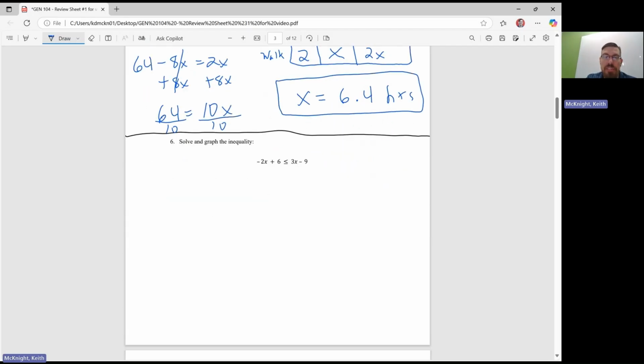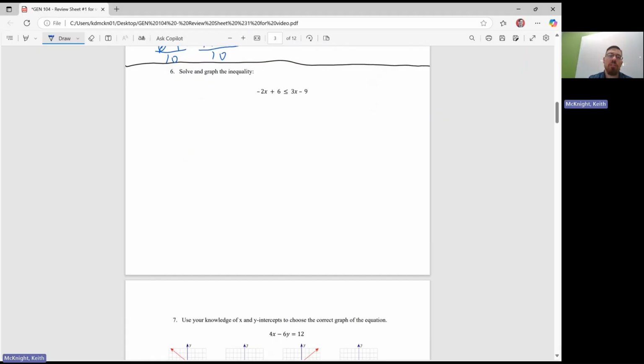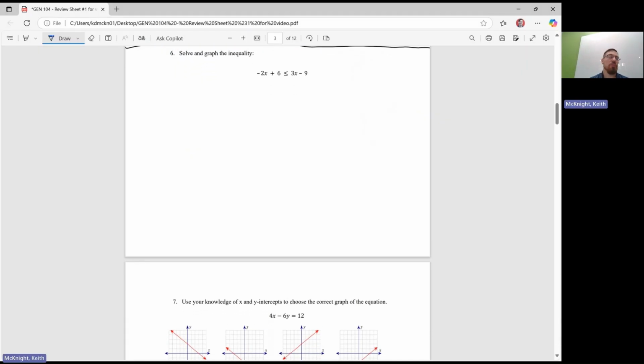All right, number 6. So 6 is graphing and solving an inequality. Inequalities are just like equations. They have two sides that are being related in some way. The only difference in solving an inequality compared to an equation is if we multiply or divide by a negative, we're going to have to flip the inequality around.